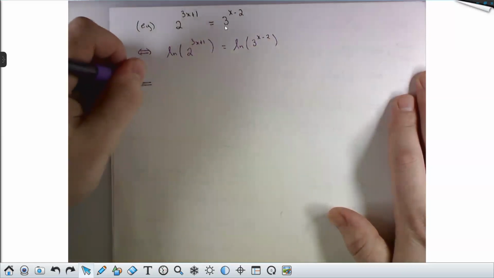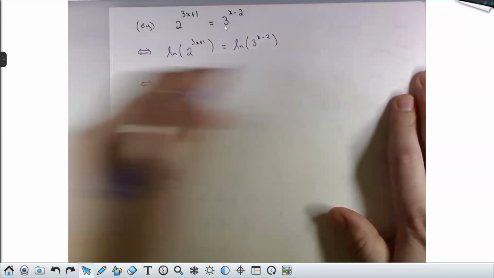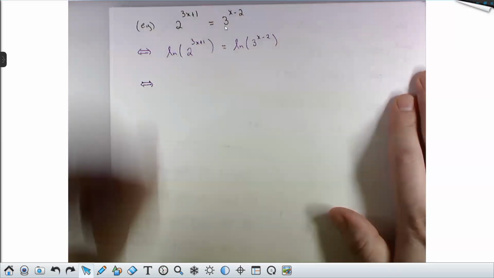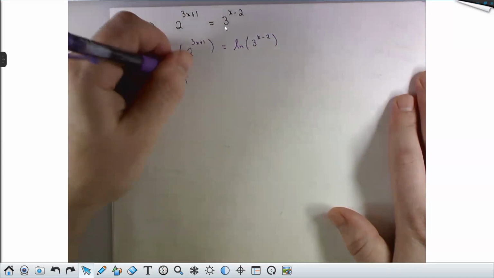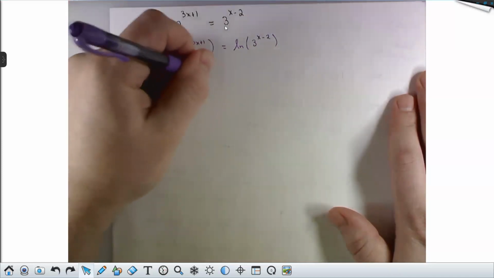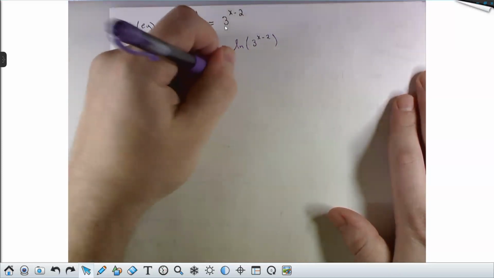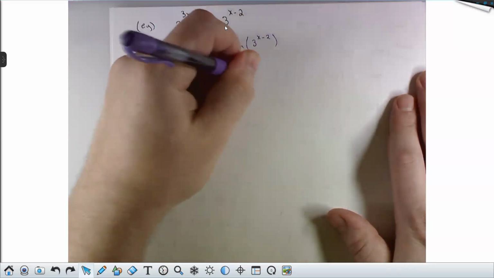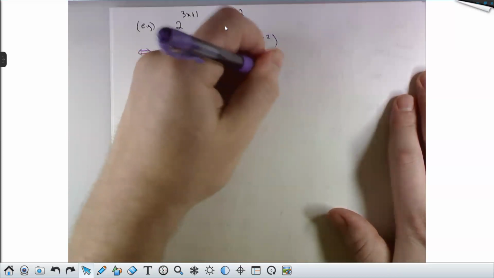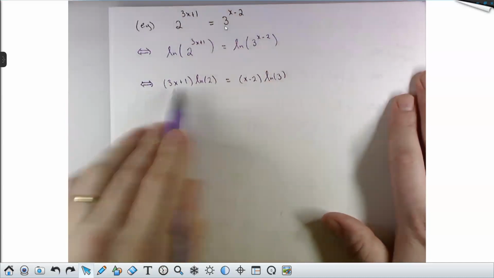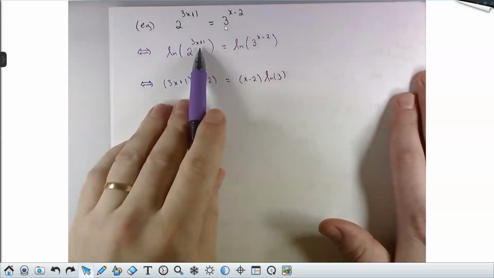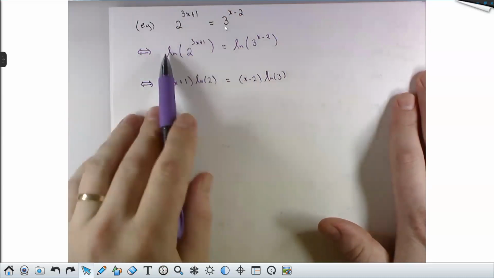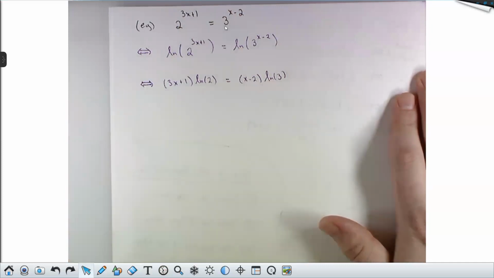And now you can apply those properties of logarithms on both sides. On the left-hand side, you'll have parentheses 3x plus 1 times the ln of 2. And on the right-hand side, you'll have parentheses x minus 2 times the ln of 3. The parentheses out front are important. If you omit those, a bunch of things can go wrong. Just remember, when you're bringing something down out of the power, it comes down as a chunk. It's a single term.